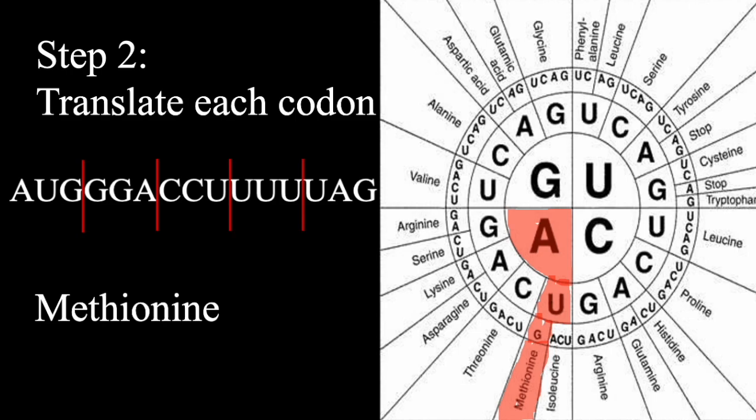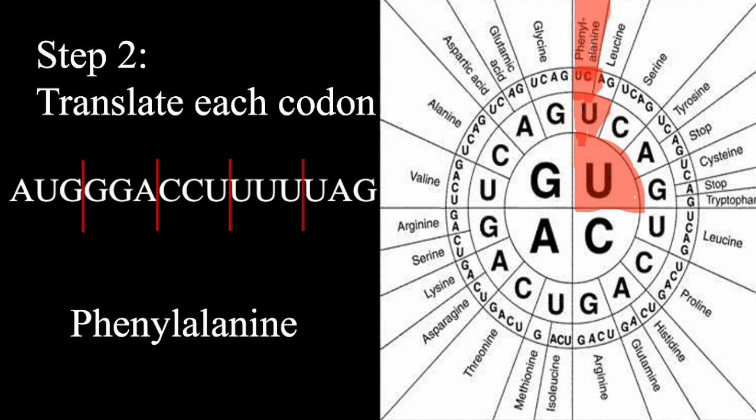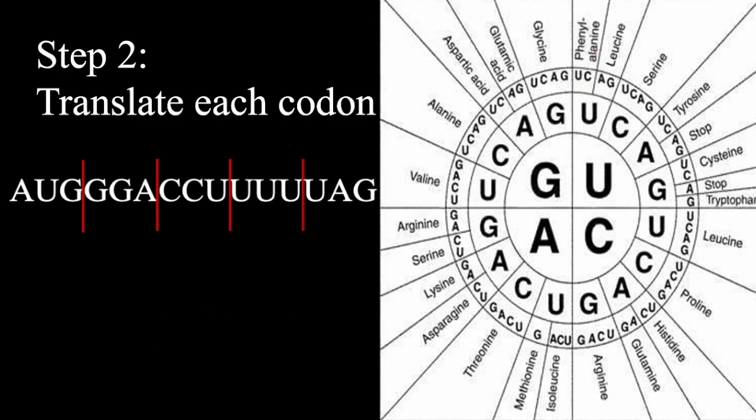Looking at your next 3 bases, starts with a G, goes to a G, and then an A. We have glycine. Your next 3 bases, C, C, U, you have proline. Next 3 bases, U, U, and U, phenylalanine. The last 3 bases that we have are U, A, G. This is known as your stop codon.